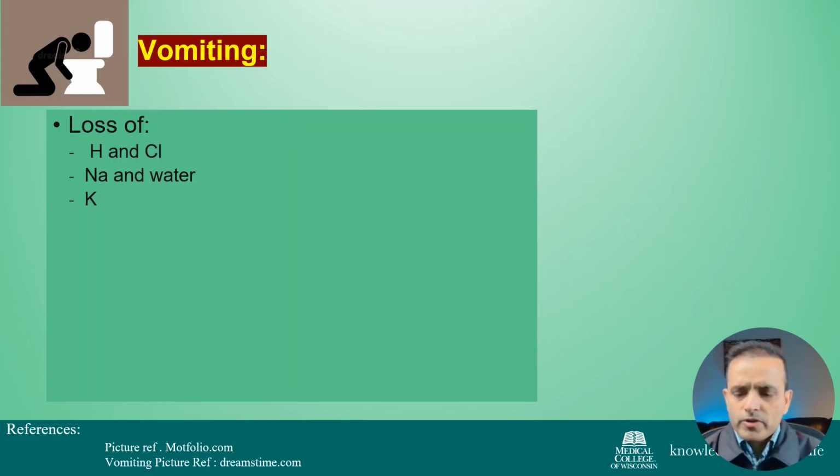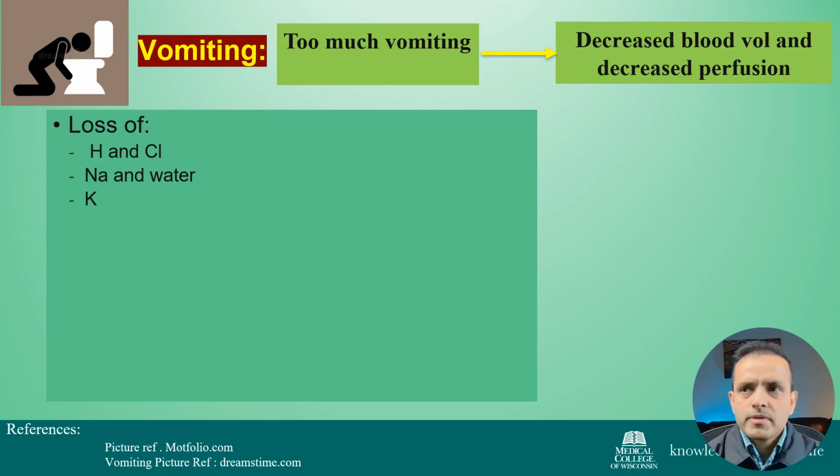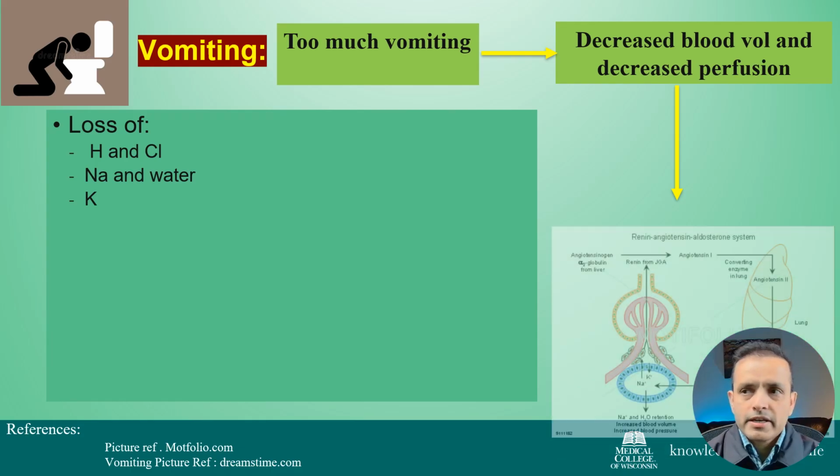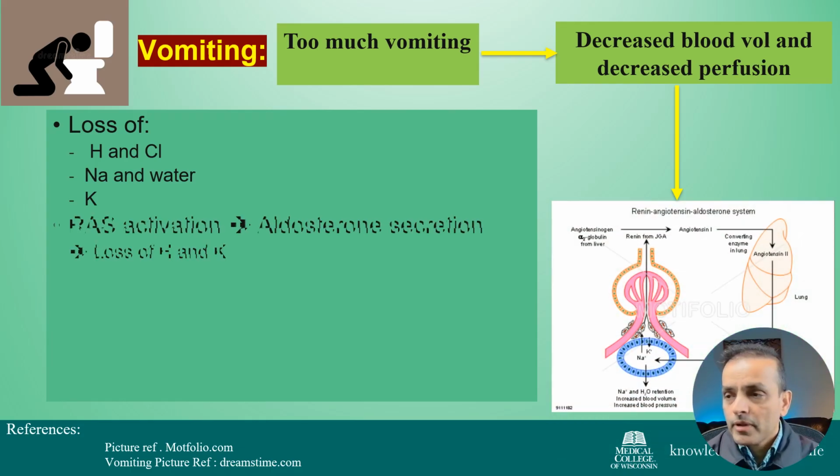So let's talk about vomiting. What is going to happen? Your patient is going to lose hydrogen, chloride, some sodium, some water, and some potassium. If they vomit too much, there will be a decrease in blood volume and decreased renal perfusion, which results in the activation of the renin-angiotensin system, resulting in formation of aldosterone.